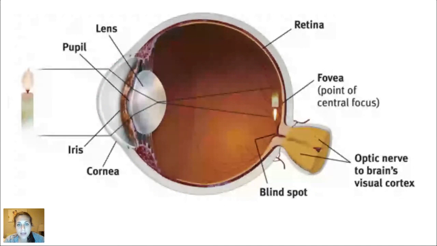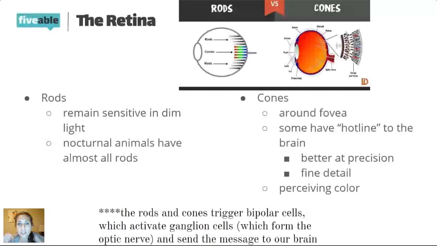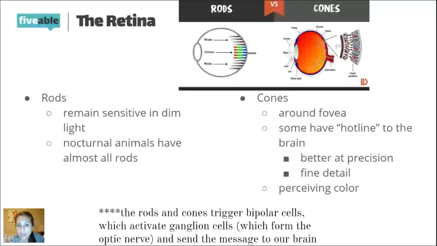And so we have a lot of cones there because that's what's going to give us our detail and our information that gets sent to our brain. Cones help us perceive color. And how I remember that is cone starts with C, color starts with C, cones and color. And they center around the fovea because that's our focus point, and that's what gives us fine detail, gives us precision, lets us see all of the little specifics of what we're looking at.